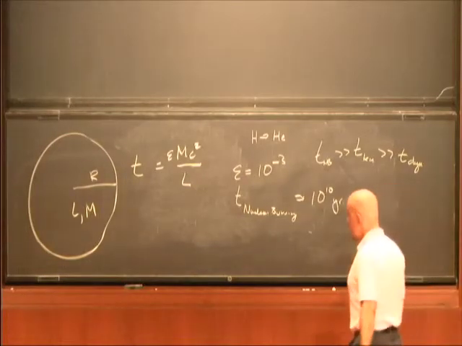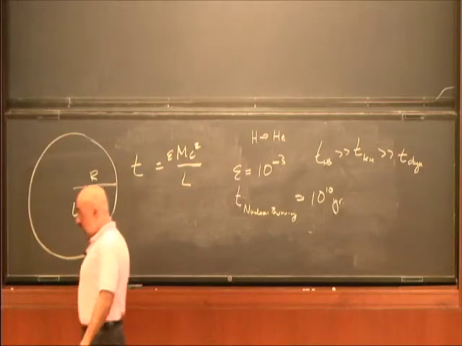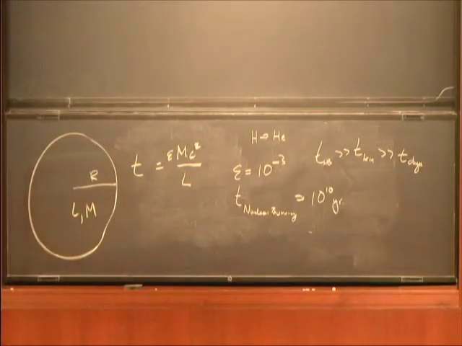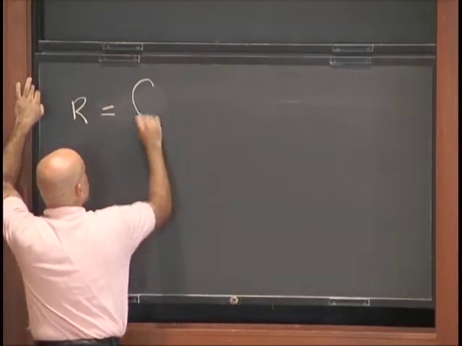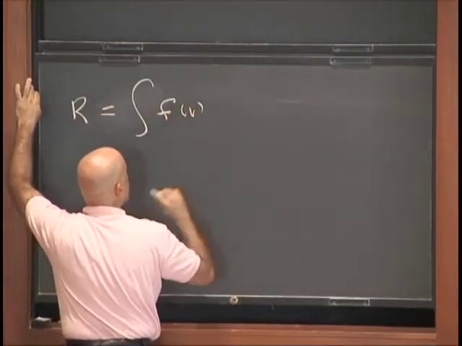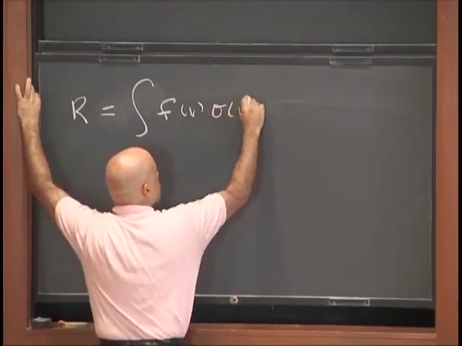Nuclear burning is sort of interesting to think about in terms of what particles are actually involved in nuclear burning. If we look at the rate for nuclear reactions, we integrate the velocity distribution times the cross-section.